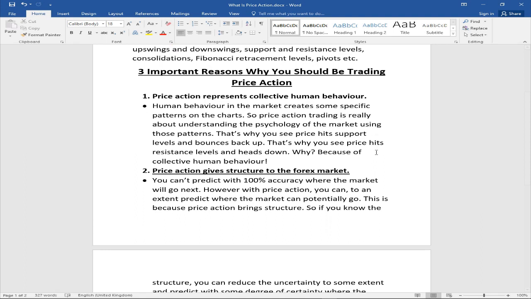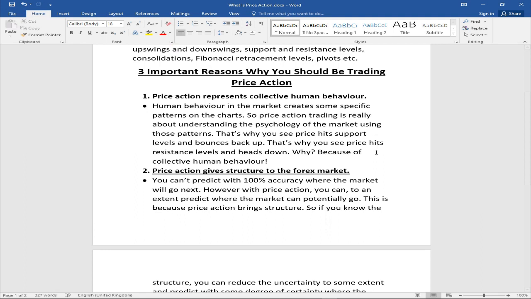Okay, the reason I'm saying this is because if price reaches a support level and we see that as a collective, we're all going to want to take a buy there. So us doing that is the reason why price is able to bounce back up from the support, because a lot of us actually took a buy on that level. Okay, so that's how price action works.